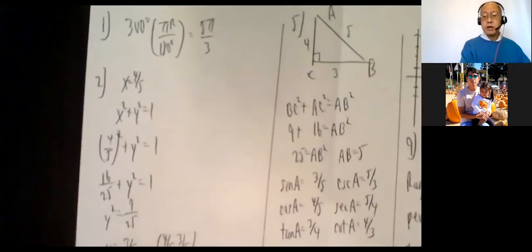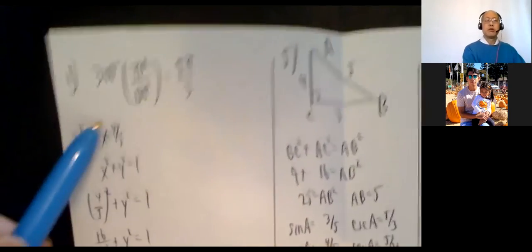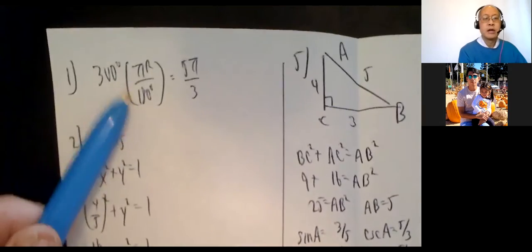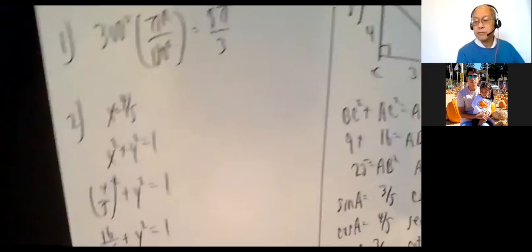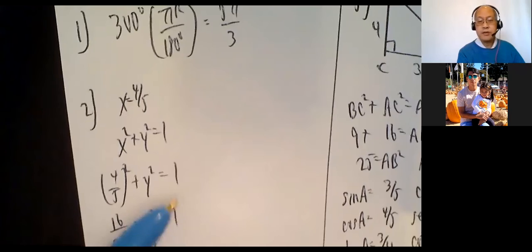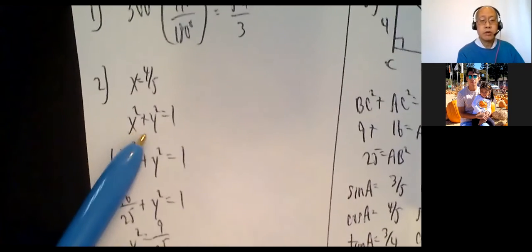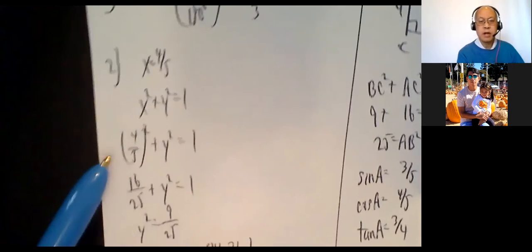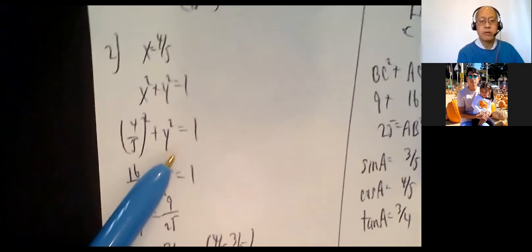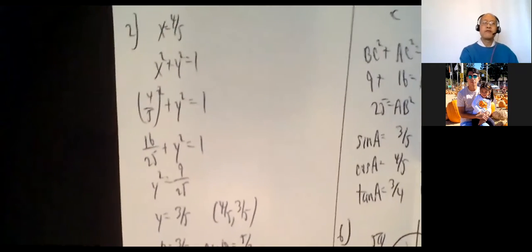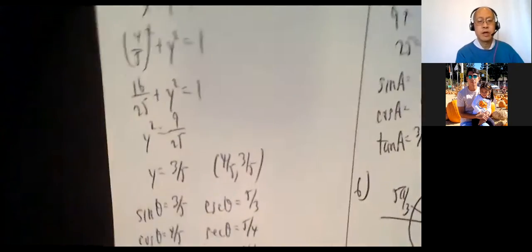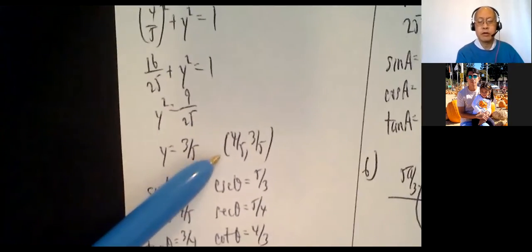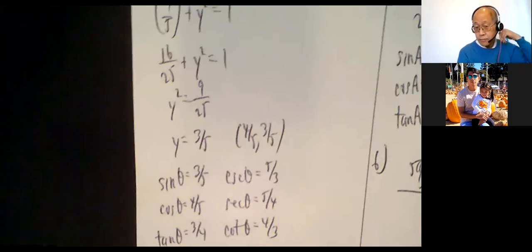Number 1, 300 degrees multiplied by pi over 180, 5 pi over 3. Number 2, x is 4/5. You're in quadrant 1. x squared plus y squared equals 1. 4/5 squared plus y squared equals 1. 16 over 25 plus y squared equals 1. Subtract: 1 minus 16 over 25 is 9 over 25. So y is 3/5. So the ordered pair is 4/5, 3/5.